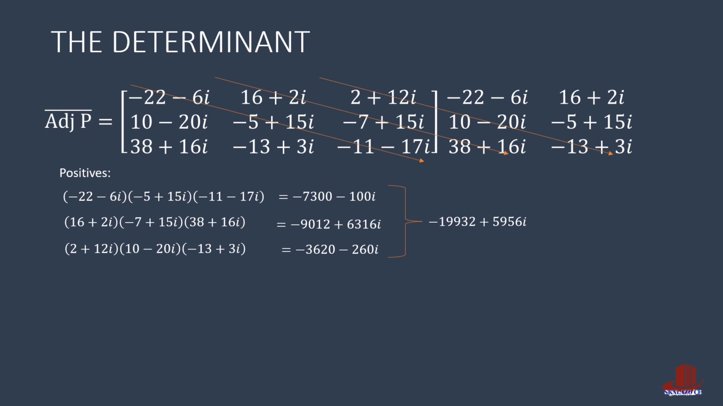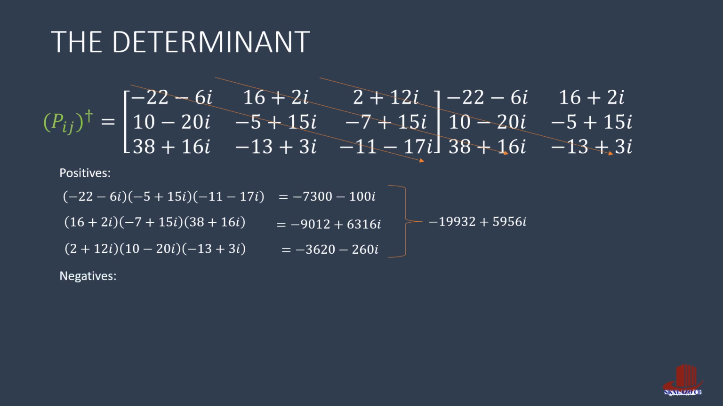Add all positives and arrive at negative 19,932 plus 5,956i. Solve for the negatives too. The first anti-diagonal has elements 38 plus 16i, negative 5 plus 15i, and 2 plus 12i, which provide a product of negative 6,740 minus 4,180i.